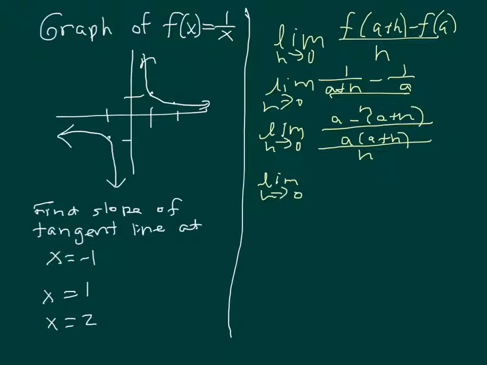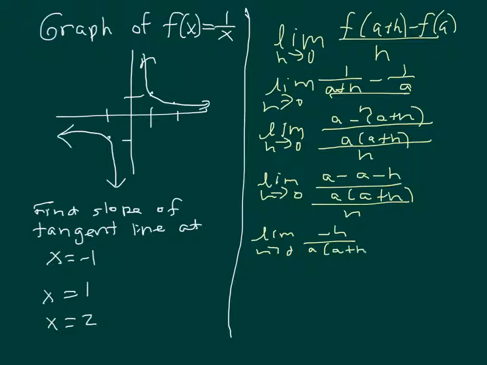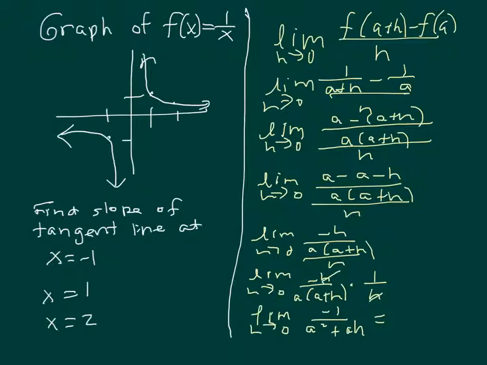All right, so now I'm going to clean up the numerator. So the numerator is going to give me a minus h over a times a plus h. And again, this is all over h. So then I'm going to be looking at the limit as h approaches 0 of negative h over a times a plus h, all divided by h. And I have a fraction with a fraction, so I'm going to make that the limit as h approaches 0 of negative h over a times a plus h times 1 over h. H's cancel. We let h be 0 when we substitute, and I am left with negative 1 over a squared.